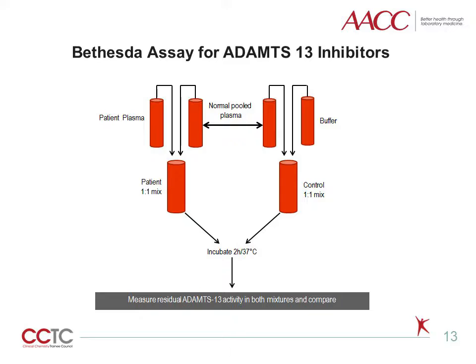A control mixture of normal pooled plasma and buffer, which simulates absence of an inhibitor, is also incubated for 2 hours, and the residual ADAMTS13 activity in the patient mixture is compared to the residual activity in the control mixture. If an inhibitor is present, the recovery of ADAMTS13 activity in the patient mixture is lower than expected. A 1 Bethesda unit is defined as the amount of inhibitor that decreases residual normal pooled plasma ADAMTS13 activity to 50% of the expected value.